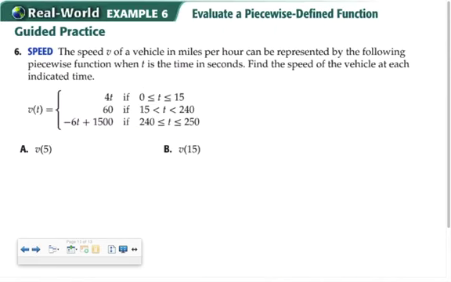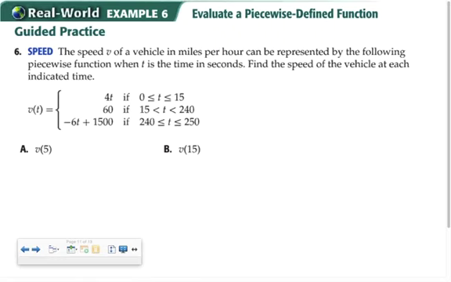Finally, the last concept we're touching on in this lesson is piecewise functions. What a piecewise function is, is taking a function and breaking it down into smaller pieces and different ways to calculate that function. Okay, so according to this function, if the value of t is between 0 and 15, then I would find the output by multiplying that t by 4.